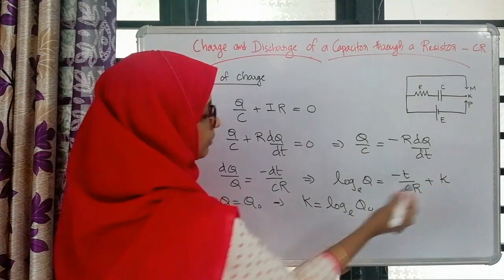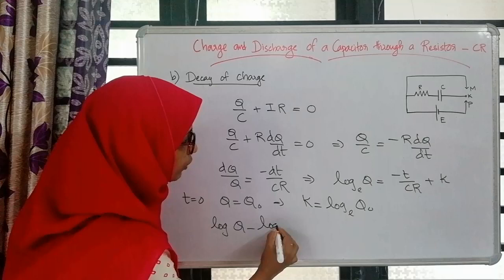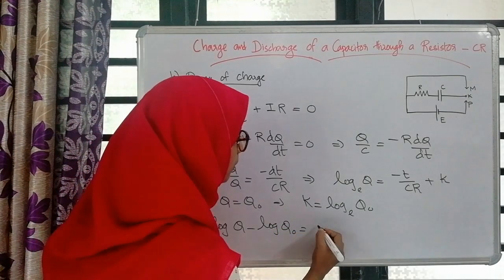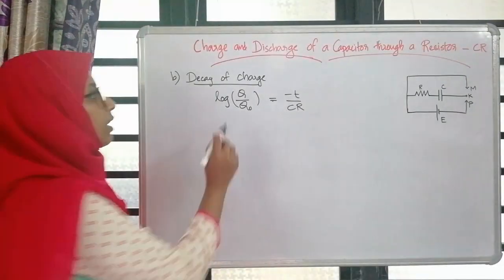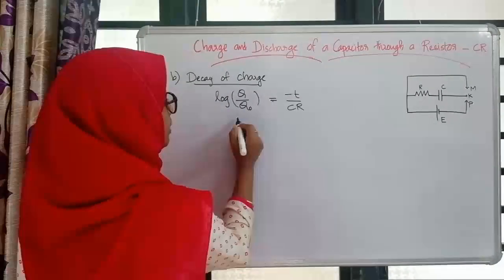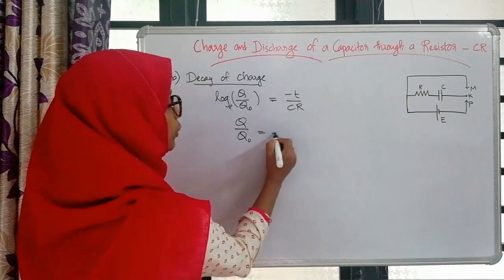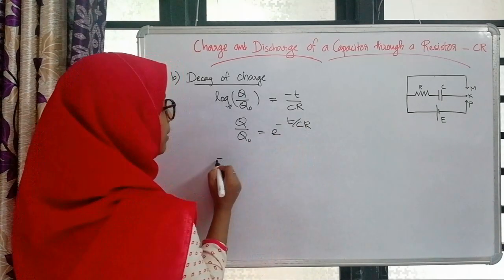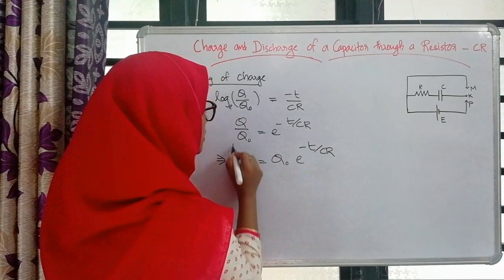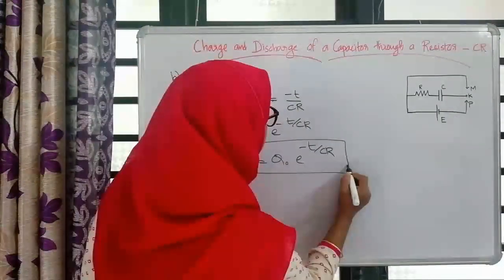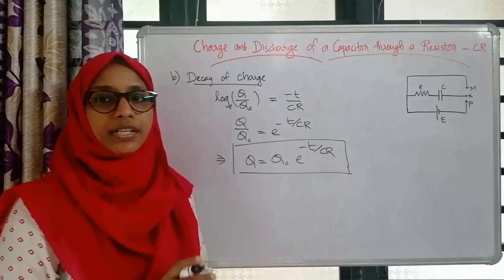That is, we can write log Q minus log Q0 will be equal to minus t by CR. From that, log Q by Q0 is equal to minus t by CR. By applying the exponential to cancel the logarithm, that is Q by Q0 is equal to e raised to minus t by CR, which implies Q is equal to Q0 e raised to minus t by CR, which is the expression to find out the decay of charge or discharging of a capacitor through a resistor. That is the instantaneous expression.